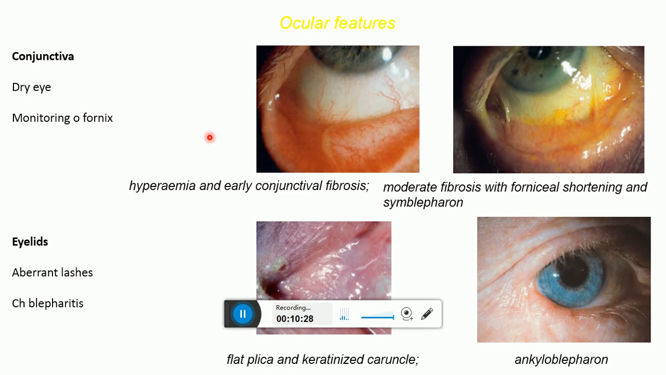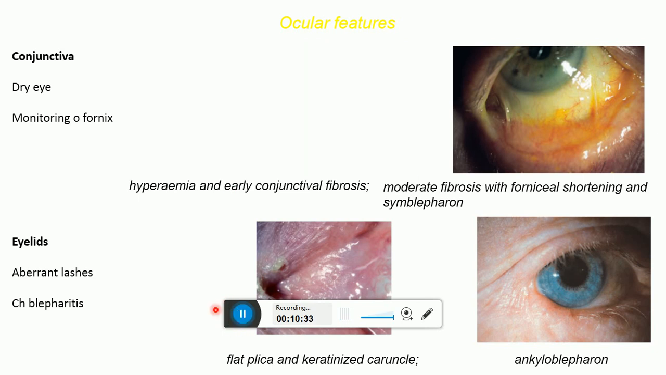The progression has been divided into stages, and there is the Foster classification. In the Foster classification, there are 4 stages. In the first stage, there is an early stage with chronic conjunctivitis, tear dysfunction, and subsequent fibrosis. In stage 2, there is fornical shortening, especially inferiorly. In stage 3, there is symblepharon, and in stage 4, there is surface keratinization and cicatricial ankyloblepharon.